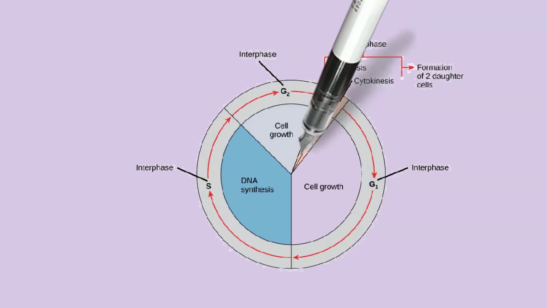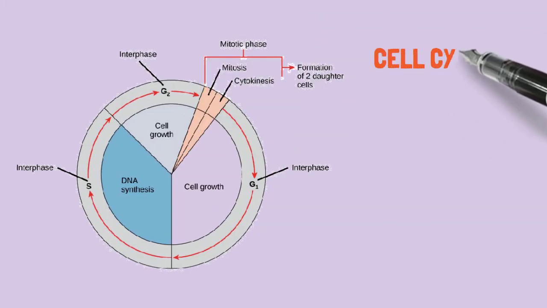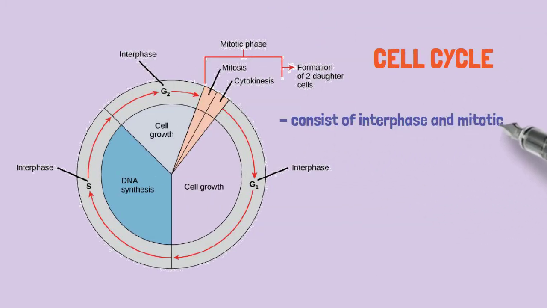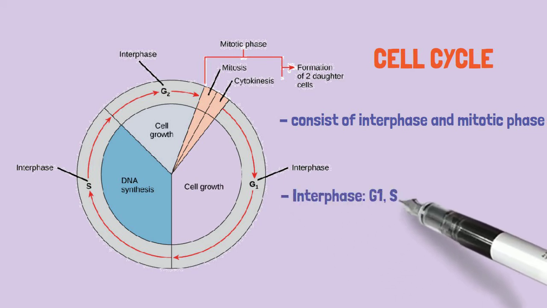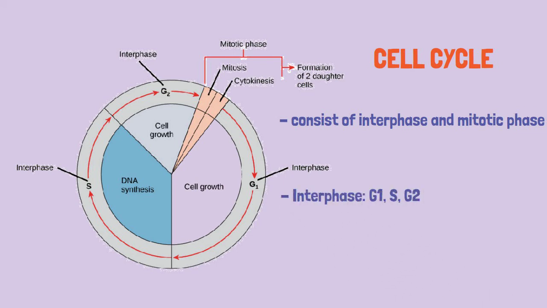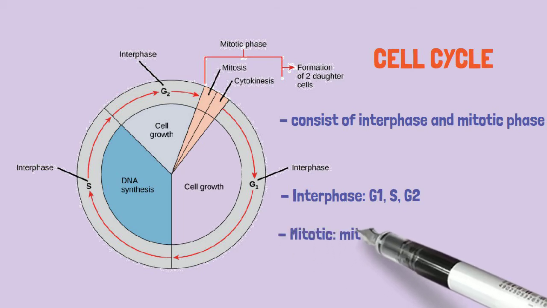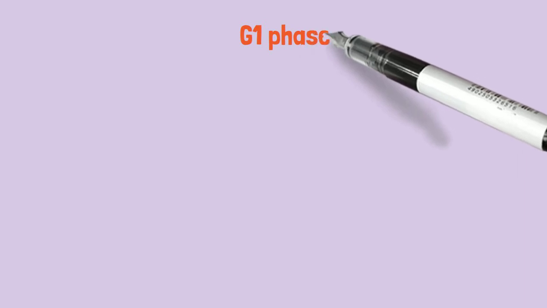So here is a picture of the cell cycle. It consists of two phases, interphase and mitotic phase. Interphase is made up of smaller phases, G1, S, and G2, and the mitotic phase is made up of mitosis and cytokinesis. So let's start with the G1 phase.